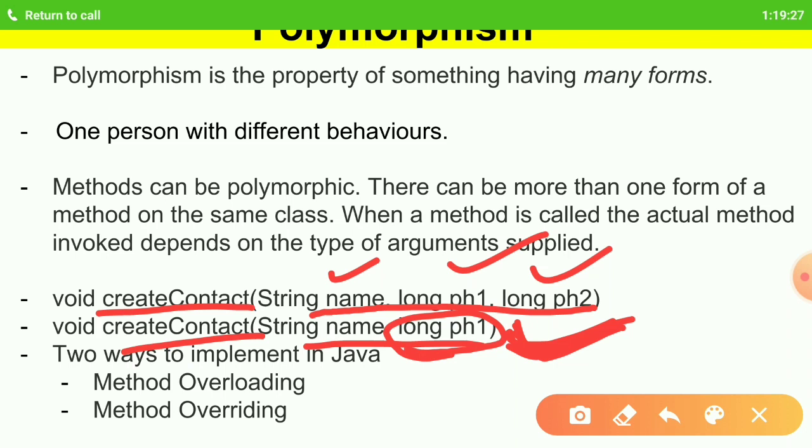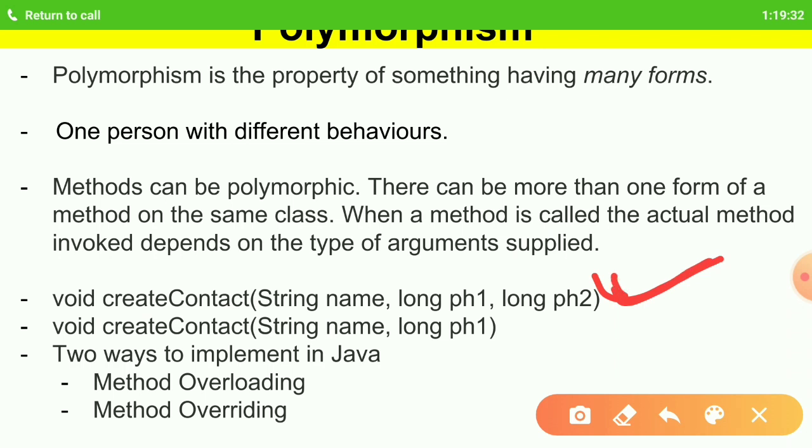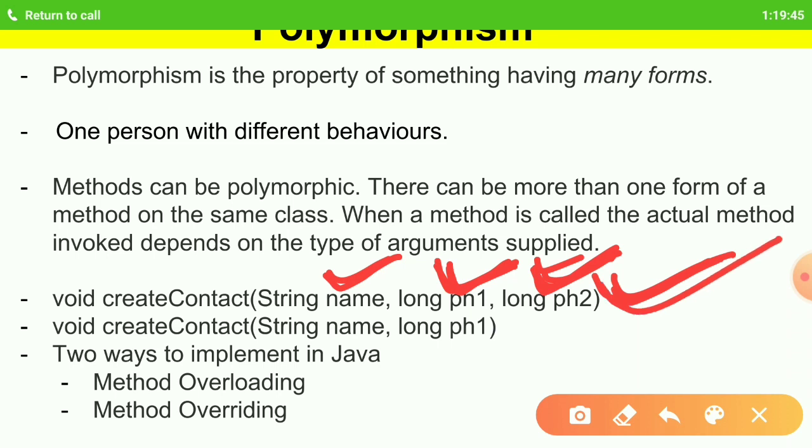But if you enter two phone numbers, this function will be called, because here a match is happening. This function has two phone numbers for a single name. So when you enter two phone numbers, this function will be called, and when you enter a single number, this function will be called. So this is method overloading. This is one way of implementing polymorphism in Java, and this is actually what you are required to know.